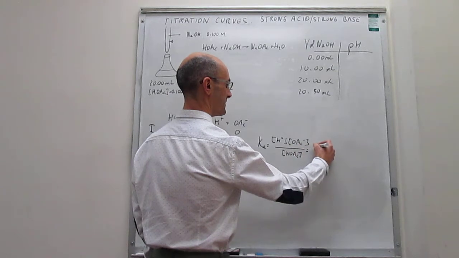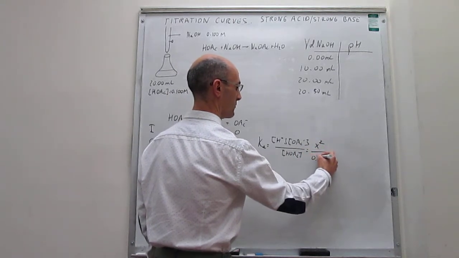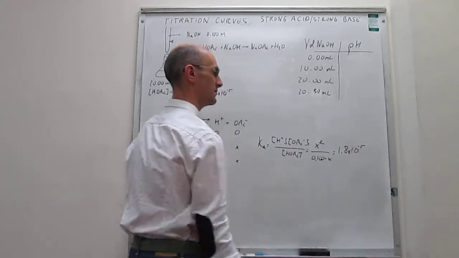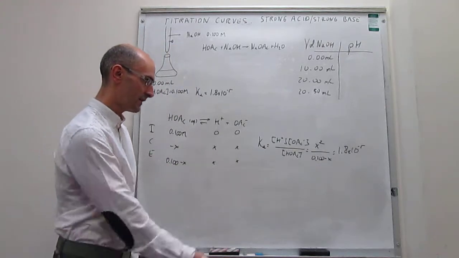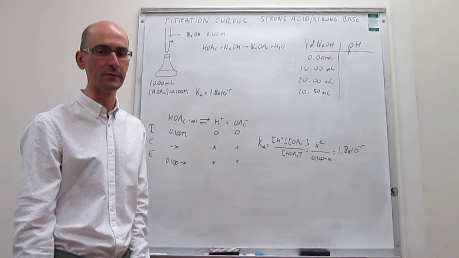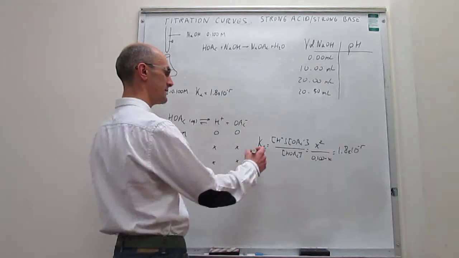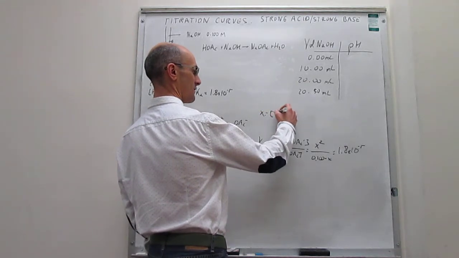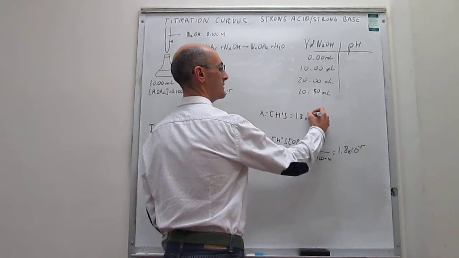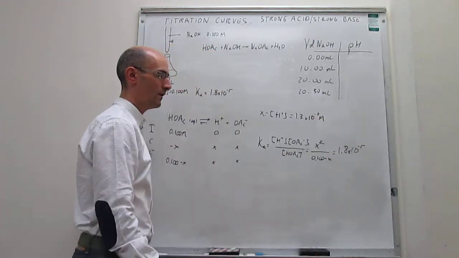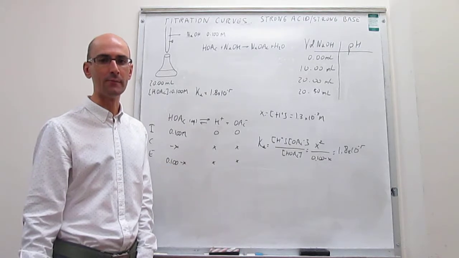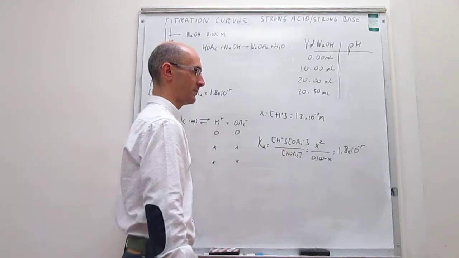And then notice that this is going to be equal to x squared over 0.100 molar minus x, and that has to be equal to the equilibrium constant, 1.8 × 10^-5. That is a quadratic expression that you can solve using approximations or an iteration method or the quadratic formula. And the result that you get out of this is that x, which is exactly the same as the concentration of protons, is 1.3 × 10^-3 molar. So now we're ready to take the minus base 10 logarithm of that number to obtain the pH. And when we do, we find that the pH is 2.87.